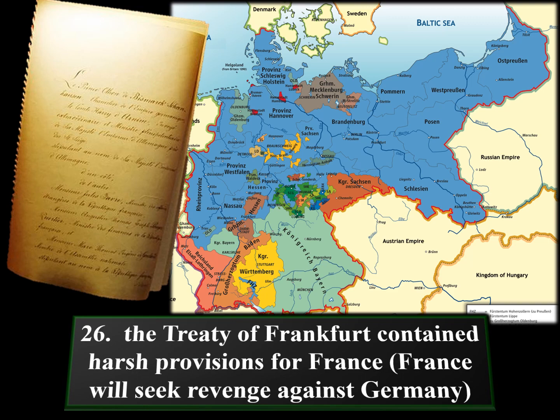The Treaty of Frankfurt contained harsh provisions for France at the end of the Franco-Prussian War. France loses control over Alsace and Lorraine, and France will seek revenge against Germany in the future. They are so angry about this. They will eventually seek revenge. And you need to remember this revenge mindset as we approach the 20th century and, of course, World War I.